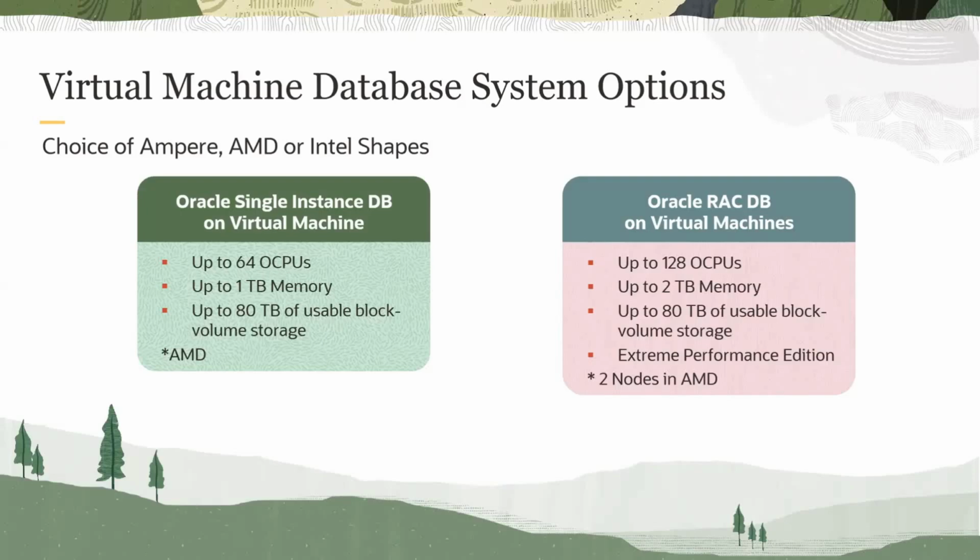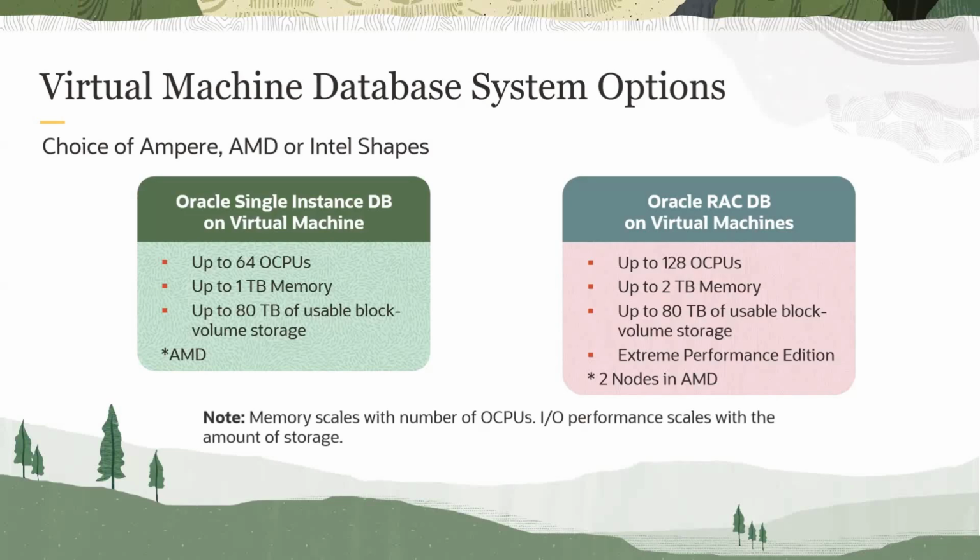Now, after you select the shape for your virtual machine, you can scale it. The OCPU scaling of your two-node RAC is done in a rolling manner across the two virtual machines. One thing to bear in mind, the memory scales with the number of OCPU and the available I/O performance scales with the amount of storage change. The maximum number of OCPU, memory, and storage for your database depends on the shape you choose.